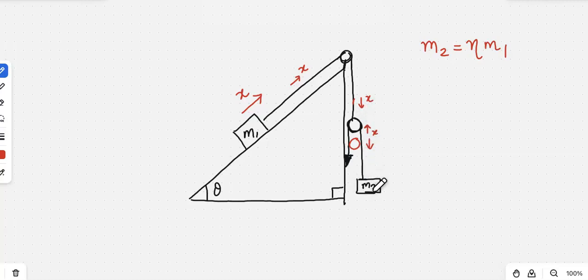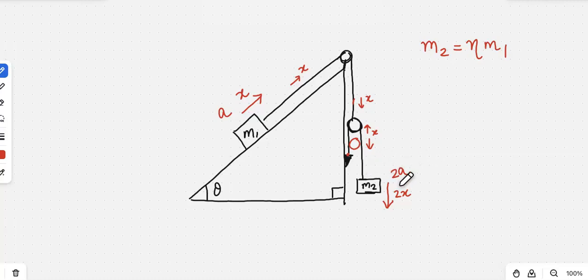Now look at the block m2. If this pulley has gone down by x amount, here the x amount is reduced and here also the x amount is reduced. That means a total of 2x is reduced, which will be translated into a displacement of the m2 block by 2x downwards, because this string here is fixed. So all the 2x displacement will be on this side of the string. So if I consider the acceleration of block m1 as a, then the acceleration of block m2 is 2a.